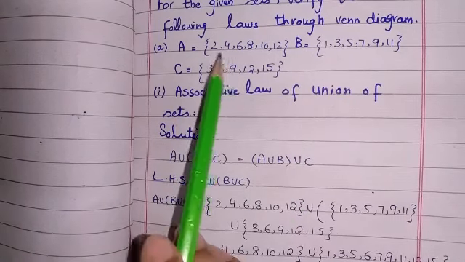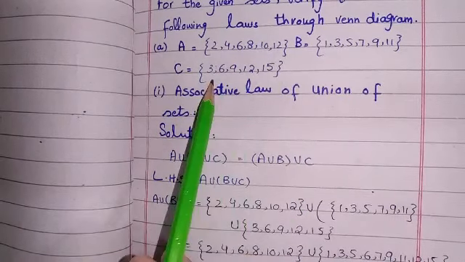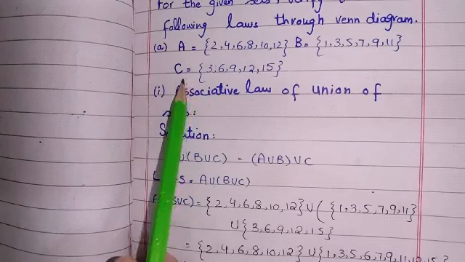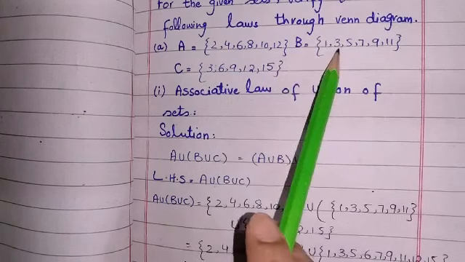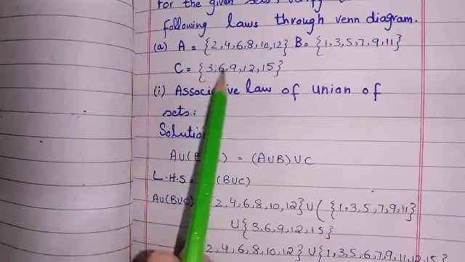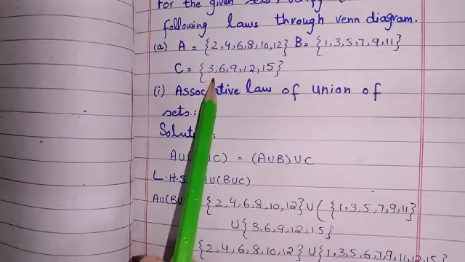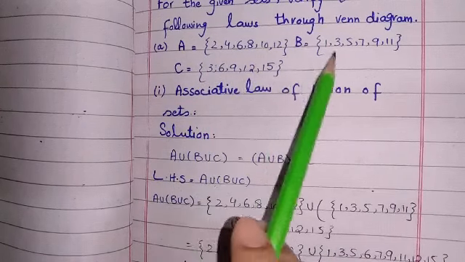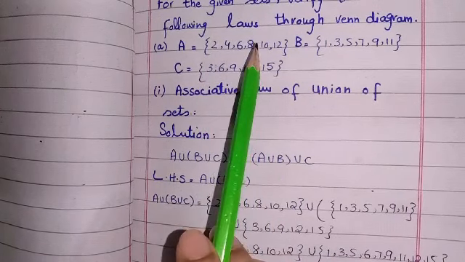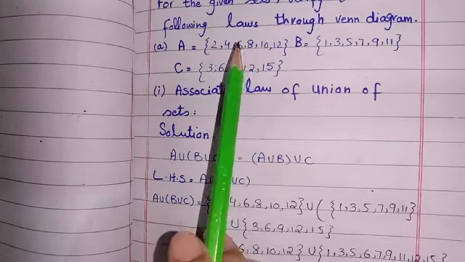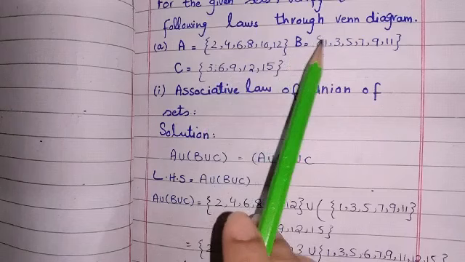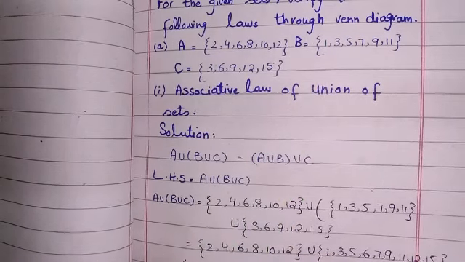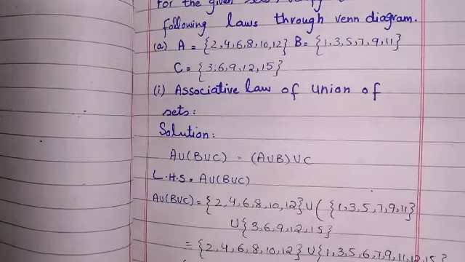As you can see, in set A we have 6 and 12, and in set C we have 6 and 12 as well. In set B we have 3, 9, and in set C we have 3, 9 as well. It means that set C will overlap on both sets. Clearly, students, you understand that A, B are disjoint sets and C will overlap on both sets. Now students, take a look at our Venn diagram.